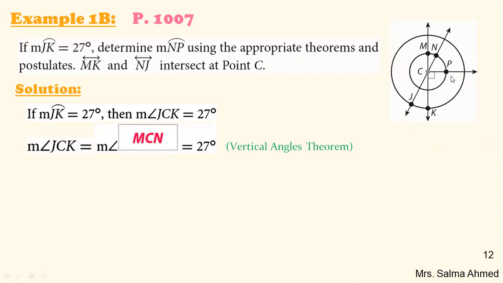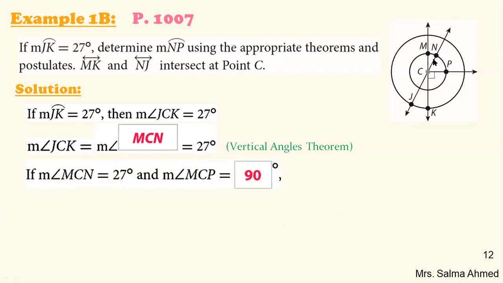Okay, we know that the line MK is perpendicular to CP, so it's forming 90 degrees here. The other half here is 90 degrees also. So if I know the measure of angle MCP is 90, I can subtract the angle MCN, which is 27, that we took from a while ago. So I can get this angle.